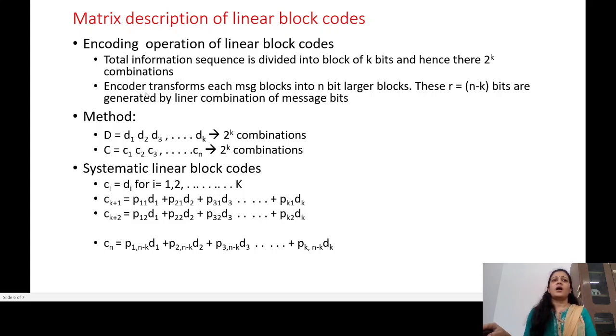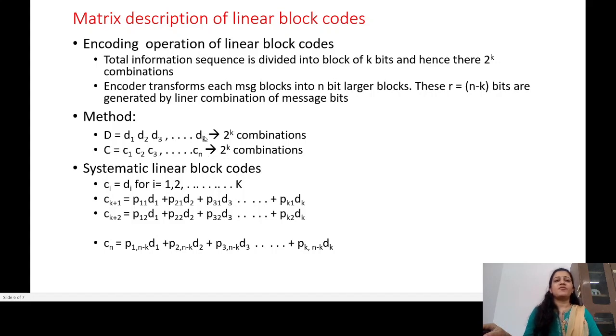Now our channel encoder will transform each of these message blocks into larger n-bit blocks, by adding n minus k check bits. How will it convert k bits into n bits? Let us represent the data as d1 to dk. As I said, it can be any one out of 2 power k combinations, and for that combination we generate a code word, which is represented as C1 to Cn. You can observe that the length of data is up to dk, and the length of the code is up to Cn because it has n bits.